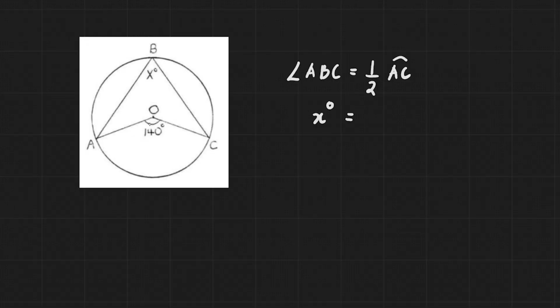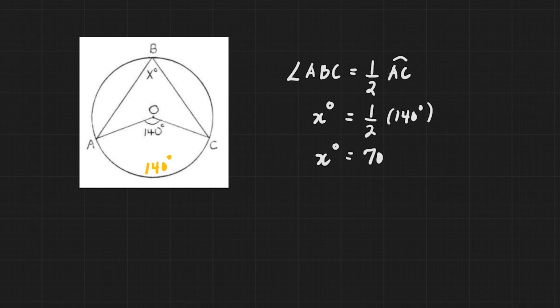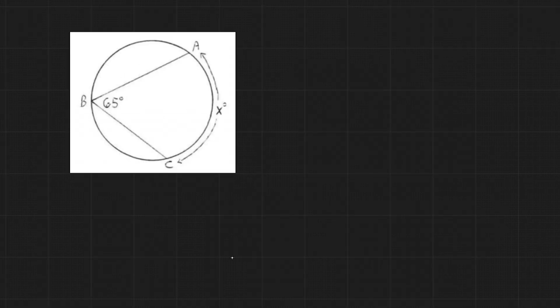But we know that angle AOC is a central angle, and it is equal to the measure of the arc that the central angle intercepts, which is actually equal to the angle measure of the central angle. So in this case, this is also 140 degrees. This means x degrees is equal to 1/2 of 140 degrees, and x degrees is equal to 70 degrees. The question here is to find the value of x, so therefore, x is equal to 70. Let's have example number 2.